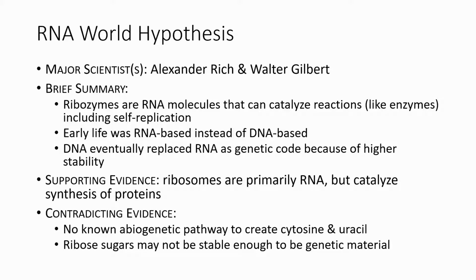So, some supporting evidence of this: there are ribozymes that act in cells today, and ribosomes have a very large portion of their structure made up of RNA, and they're still able to catalyze chemical reactions, specifically the synthesis of proteins. Now, there is some contradicting evidence for this. As of right now, there's no known abiogenetic pathway to create cytosine and uracil, which are two of the bases found in RNA. And ribose sugars are less stable than deoxyribose sugars. They may not be stable enough to be a long-term genetic material.